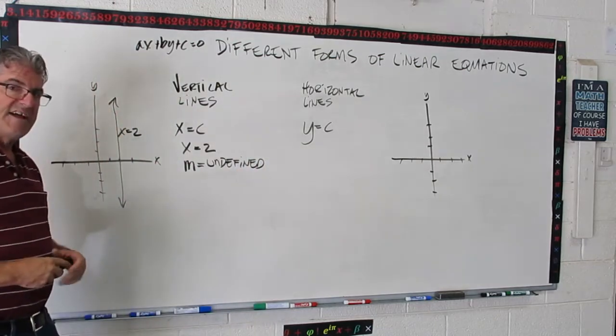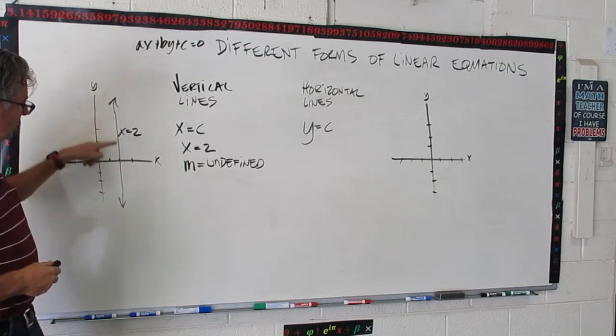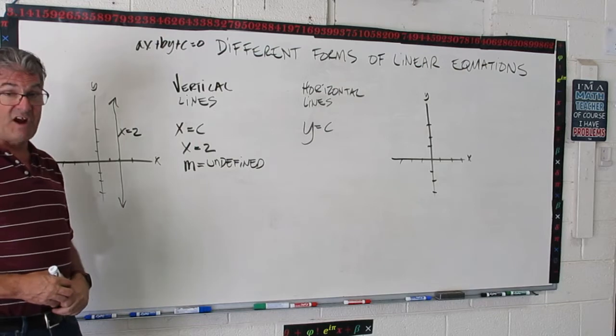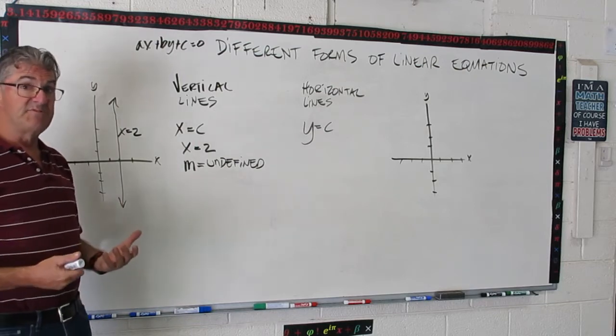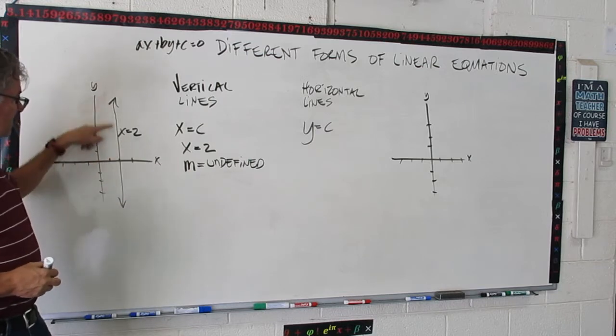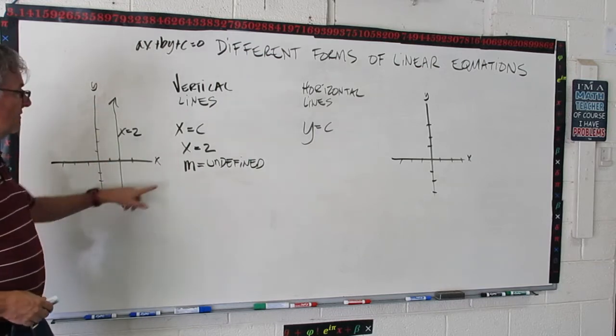And think about why that's the case. If you do a slope equation on this line, you're going to have 0 on the bottom of a fraction. And whenever mathematics bumps into that, we say undefined. So it's an undefined slope, not no slope. It's an undefined slope for a vertical line.